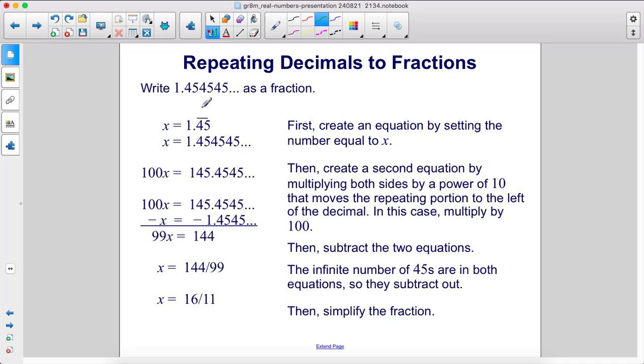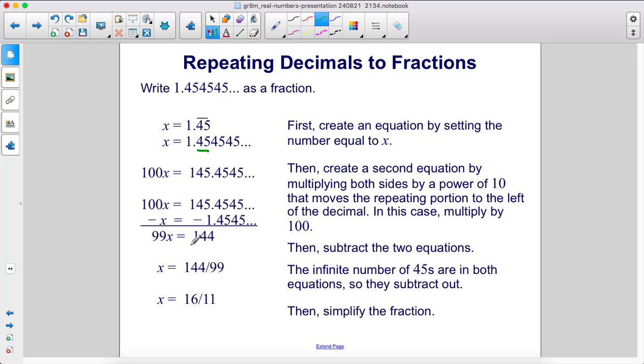First, create an equation by setting the number equal to x. Then, we create our second equation by multiplying both sides by some power of 10 that will move the repeating portion to the left of the decimal. So because the repeating portion is 2 digits long, we're actually going to have to multiply by 100 this time, so that the repeating portion, the 45, moves to the left of the decimal.